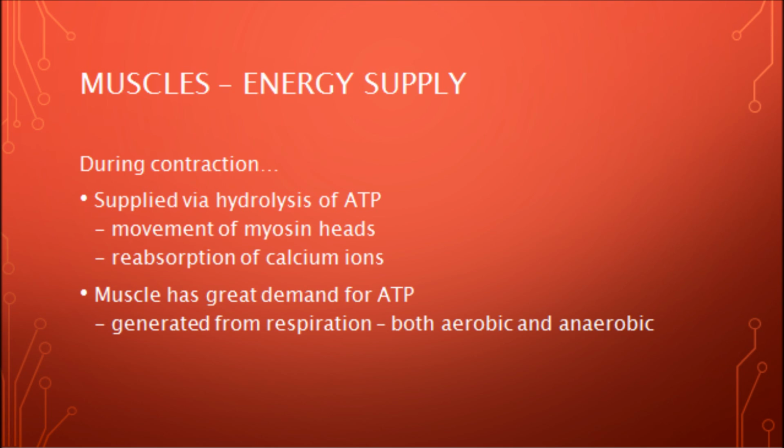During a contraction, energy is supplied from the hydrolysis of ATP to power the movement of the myosin heads, disbanding them from actin and resuming their positions, as well as the reabsorption of calcium ions in the endoplasmic reticulum. Muscles have a great demand for ATP, which is generated from both aerobic and anaerobic respiration.